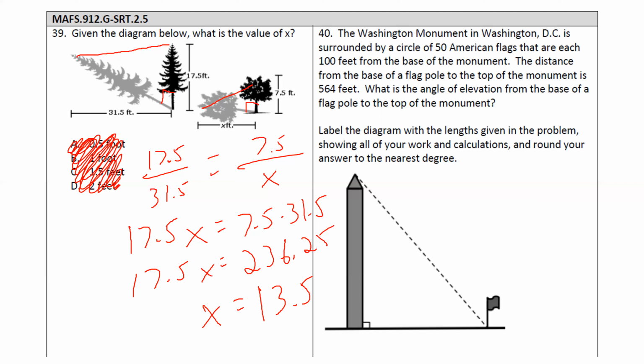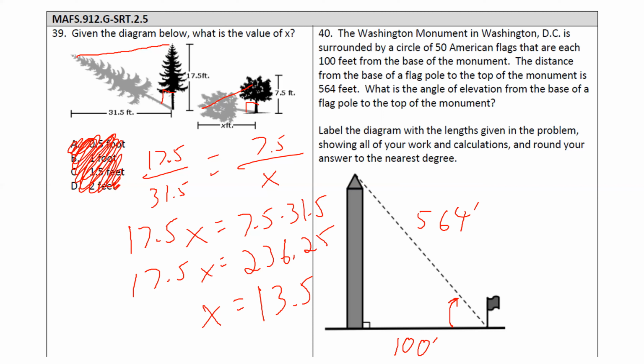All right, number 40. Again, label the figure as you go. You'll have to draw diagrams since it's a computer-based test, but on here we have a lot of information given to us, including that each of the flags around the Washington Monument are 100 feet from the base of the monument. And we also know that the flagpole to the top of it is 564 feet. And they want to know what the angle of elevation is by the flagpole.